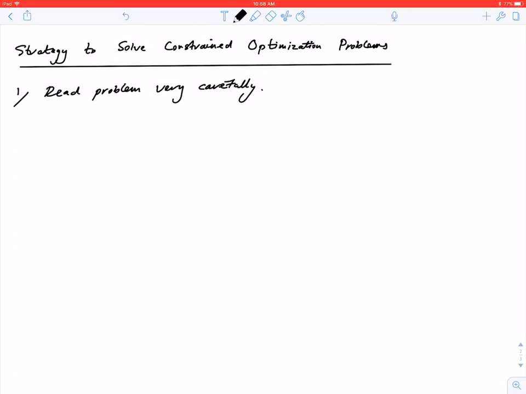The first thing you should look for in a problem is to identify what it is you're trying to maximize or minimize. So identify the objective quantity to be maximized or minimized.